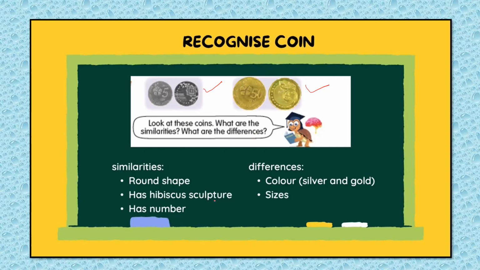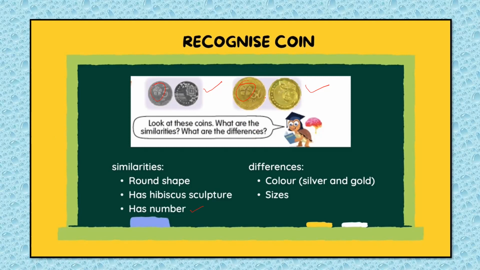Sculpture means the drawing on it. Okay? So you see the picture of the hibiscus flower, and both have a number, as we discussed earlier. 5 cent means number 5, and 50 cent means number 50. These are what we call similarities.